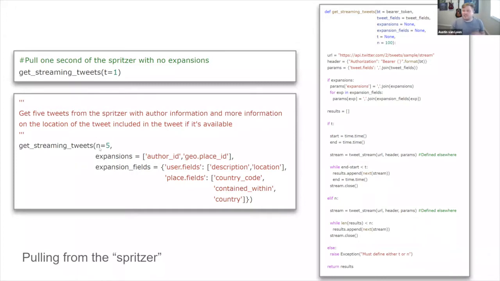Versus if you pass, say, N equals 5, like we do here, it's going to pull exactly 5 tweets from the spritzer stream and then return those results for you. So it'll keep pulling until it reaches that N. And so that's as easy as it is to pull from the spritzer stream.